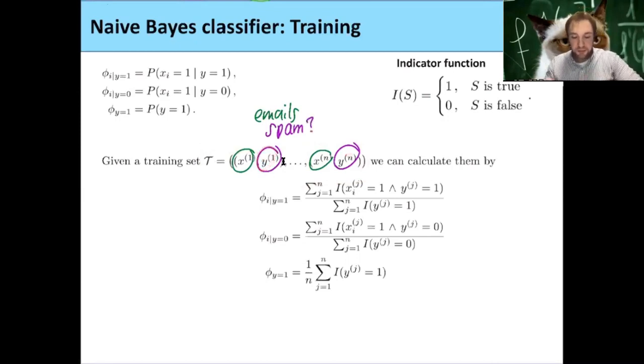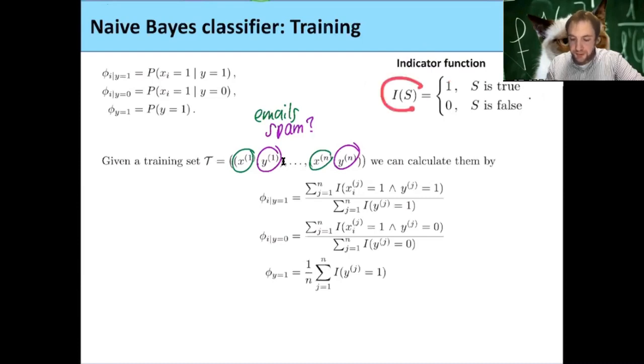And having this, we now want to give some formulas for these numbers. For this, we introduce some notation here. This is the notation I use here: the so-called indicator function, which is either 1 or 0.